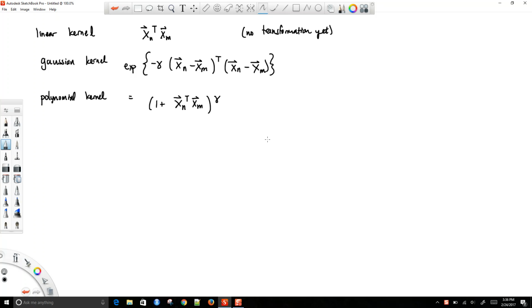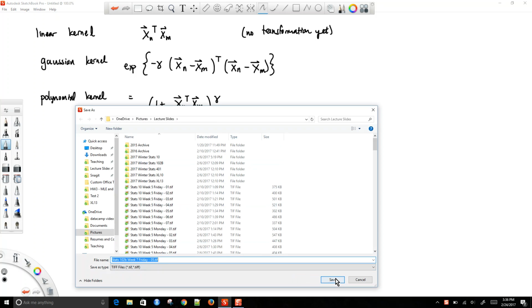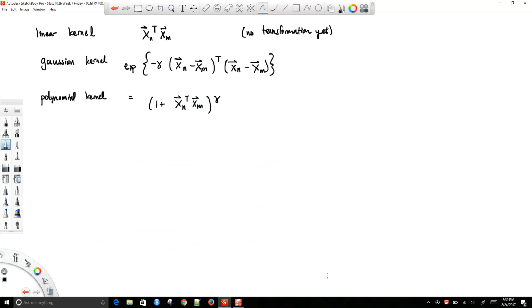With all of these, we're just taking the results after some transformation and the inner product there. When we use these to determine our decision boundary, this allows us to have decision boundaries that are no longer straight lines.